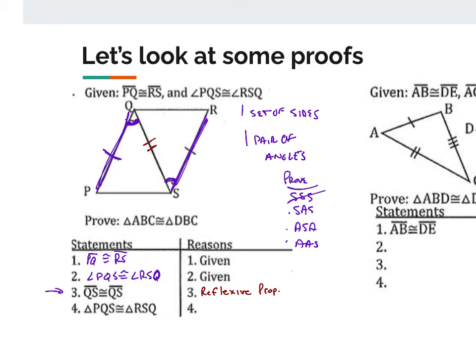So now I'm given another set of sides. I don't have one set of sides anymore, now I have two. So two sets of sides, one pair of angles. That means I have to use side-angle-side. So I do a check: is my angle in between my two sides? Yes. Then my final statement, this one's correct: triangle PQS is congruent to triangle RSQ by side-angle-side.